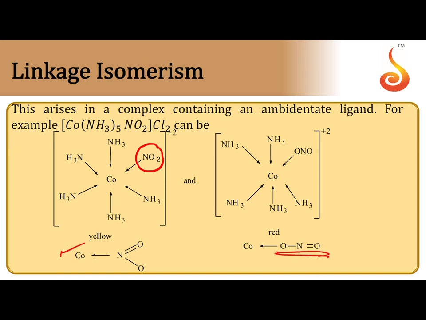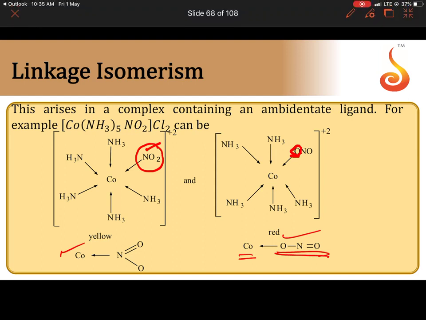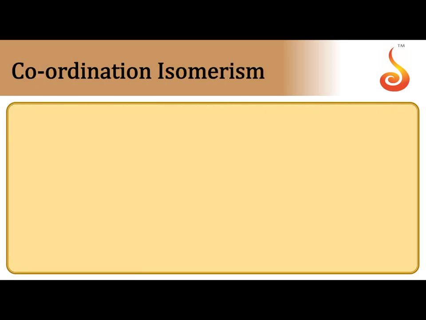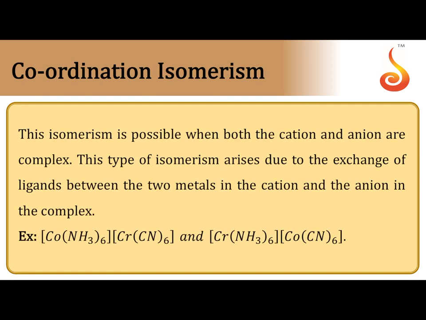In the second complex, through oxygen, it is attached to the central metal atom, central metal ion. That's why both are formed due to difference in the linking atom of ambidentate ligand. Since 2 complexes are formed, they are called linkage isomers, and the phenomenon is linkage isomerism.